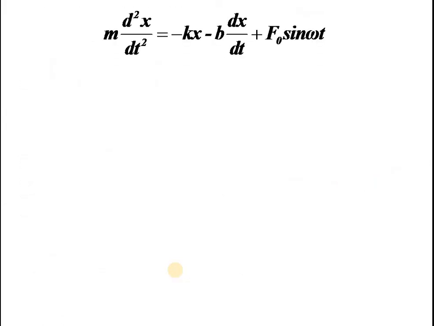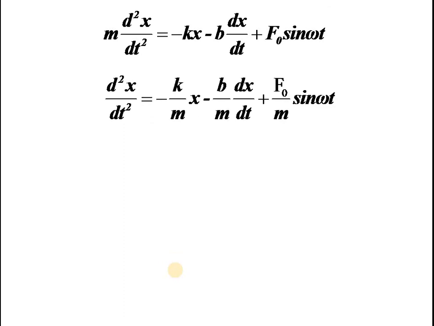And now, of course, the next step is that you can divide the entire equation by the mass, so that the coefficient of the first term automatically becomes unity. That is why we are dividing the entire equation by the mass.